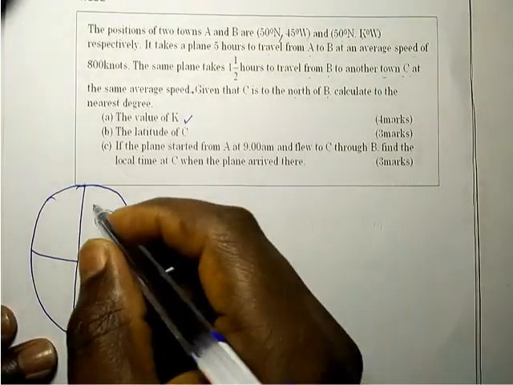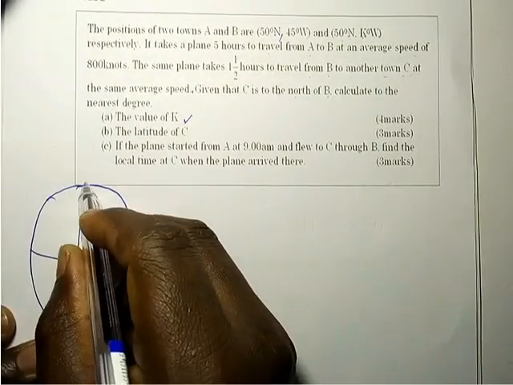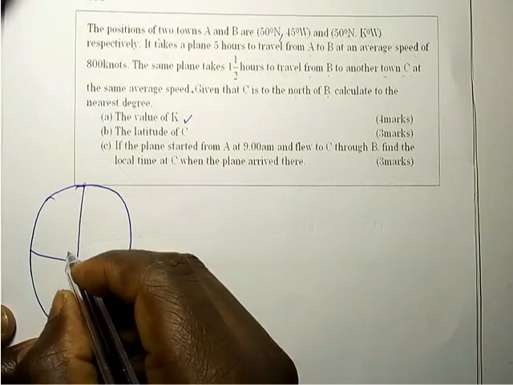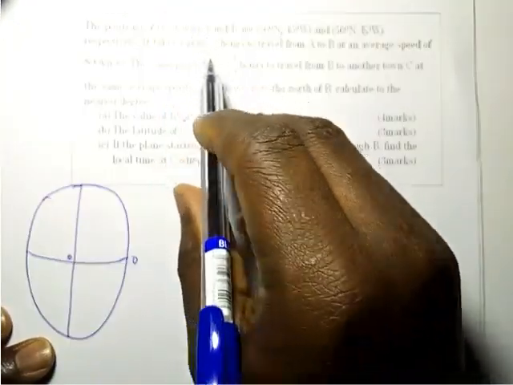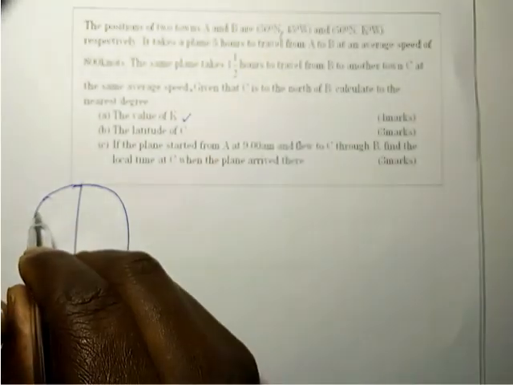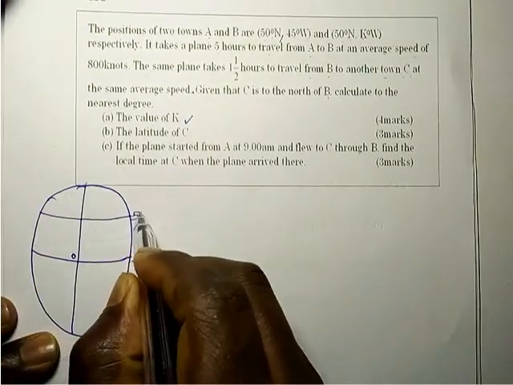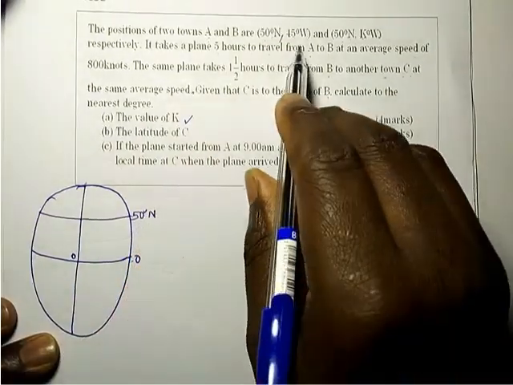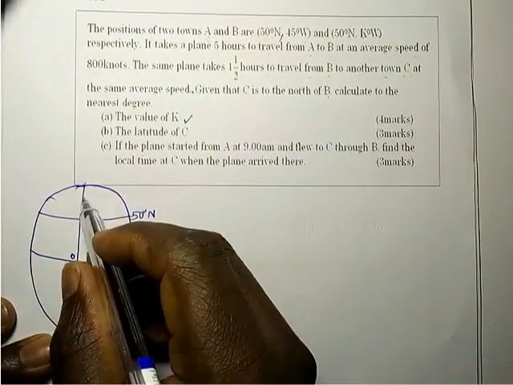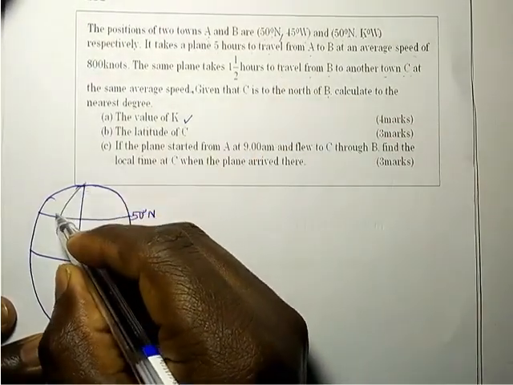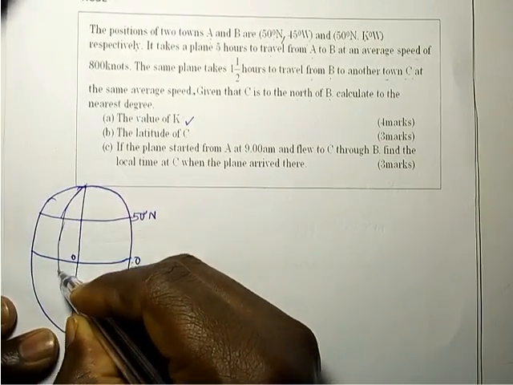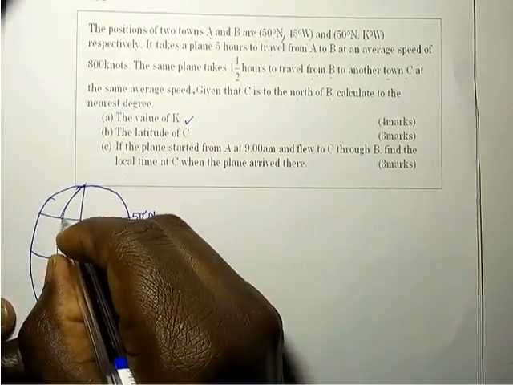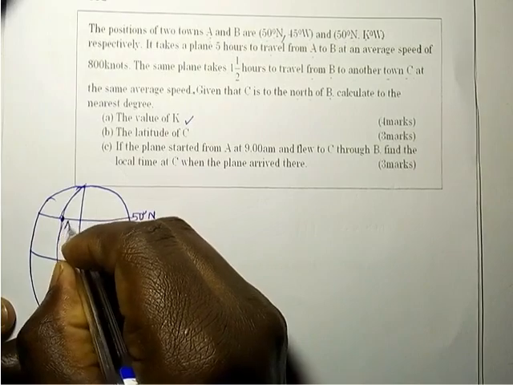So let us sketch. This is the equator. This is the Greenwich meridian, which is 0. So we want to locate A. A is 50 north. 50 north is there, 50 degrees north. And then 45 west could be somewhere there. So here is our point A.